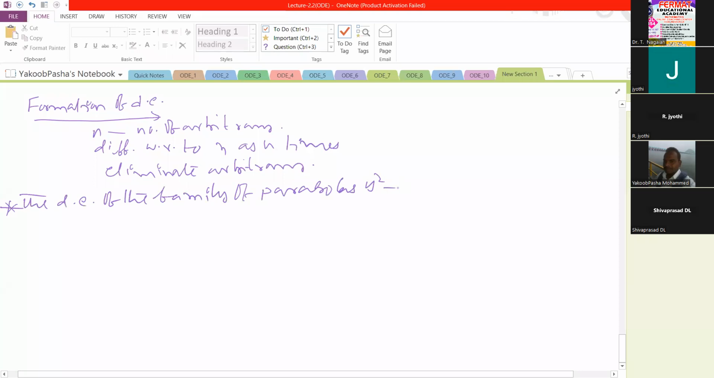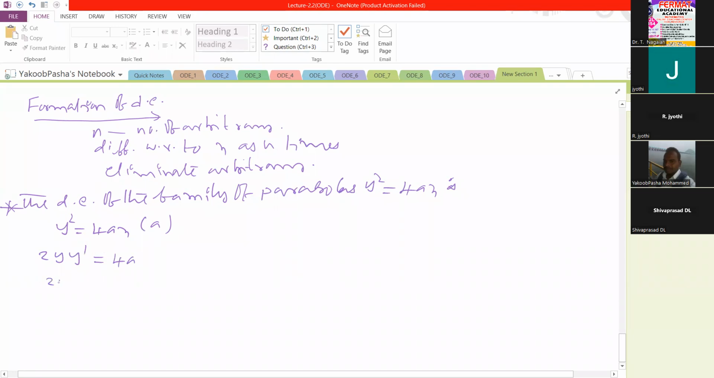Y square is equal to 4ax. Here the differential equation is y square is equal to 4ax and the arbitrary constant or parameter is a. So we need to differentiate this with respect to x one time. By differentiation we will get 2y dash is equal to 4a.